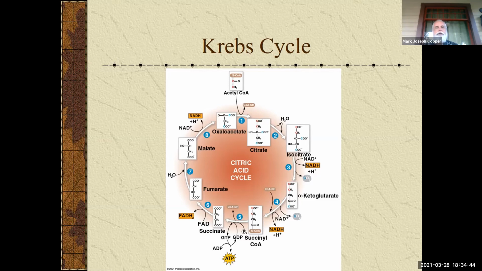So again, I want you to know the sugars, know how many carbons they have. I want you to know where these things come off. So this is probably one of the harder parts. This isn't the Calvin cycle, I don't think is real simple.